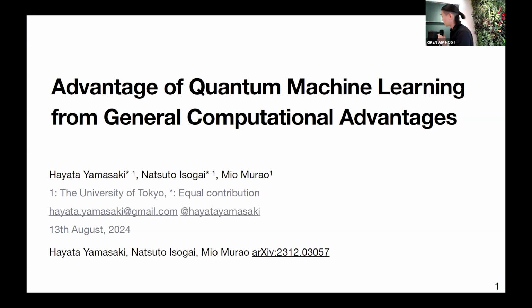I am Hayata Yamasaki, working as an assistant professor at the University of Tokyo. Today I would like to talk about our recent progress on advantage of quantum machine learning from general computational advantage of quantum computation.